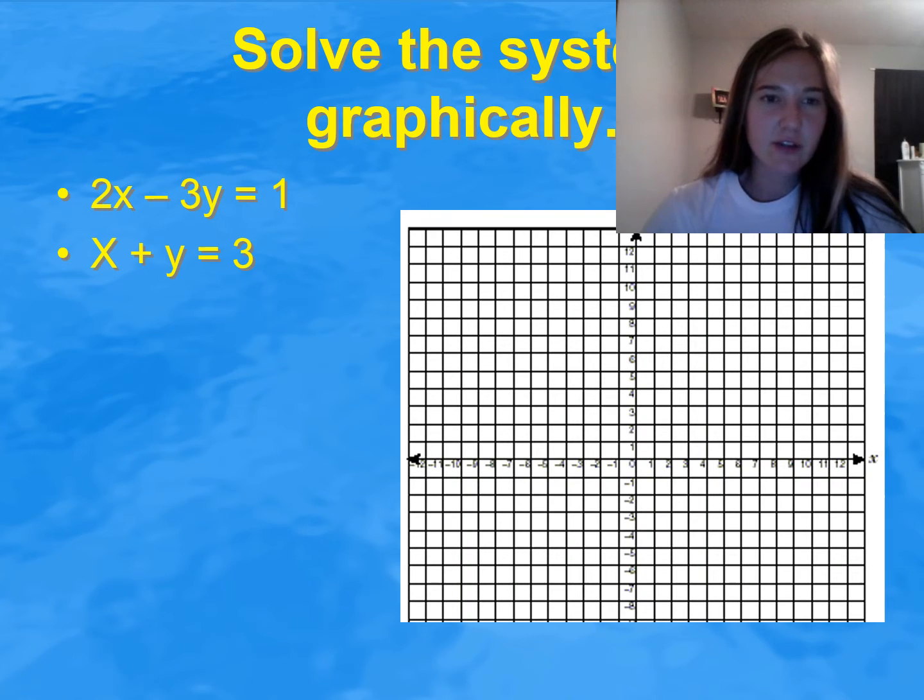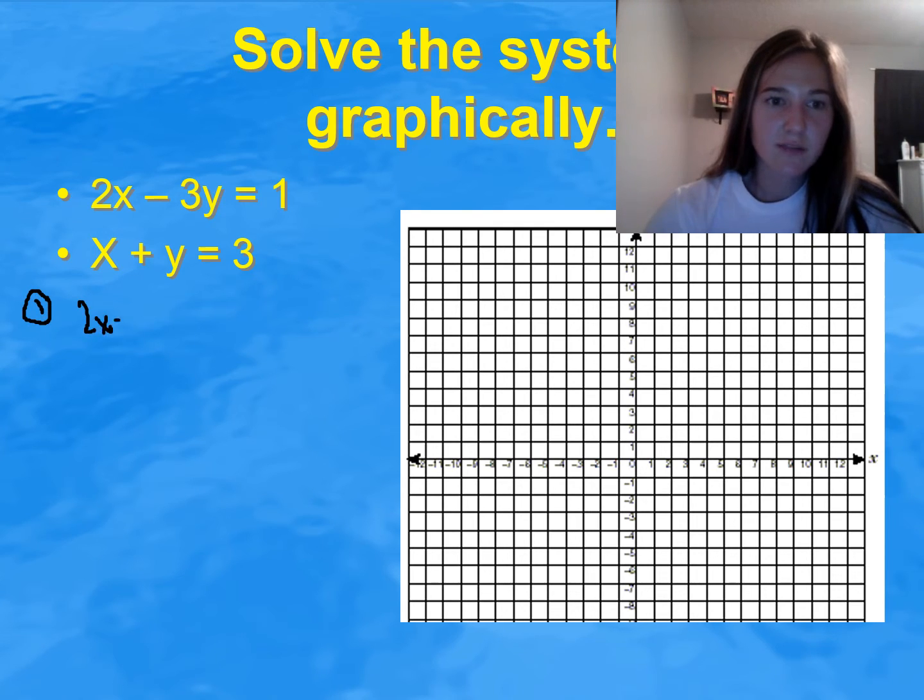Okay, so let's try those steps. So step 1 was solve for y. I'm going to do the first equation, which is 2x minus 3y equals 1. I'm going to subtract 2x from both sides.